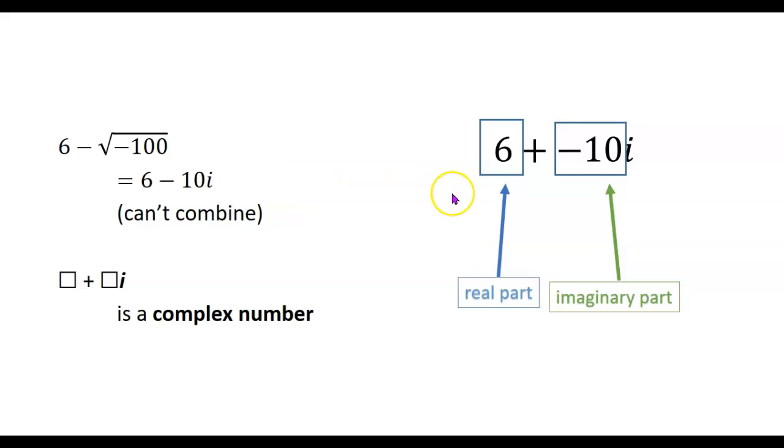It's got two parts. The part without the i we call the real part. And then the part that is next to the i we call the imaginary part. So for 6 minus 10i, the real part is 6, and the minus 10 in front of the i is the imaginary part. So 6 minus 10i, or you can think of it as 6 plus negative 10i, is a complex number whose real part is 6 and whose imaginary part is negative 10.